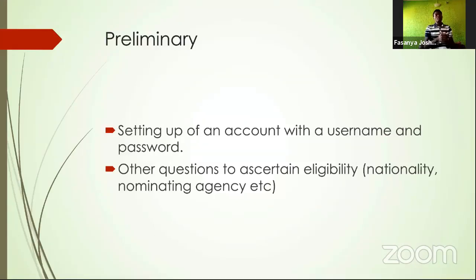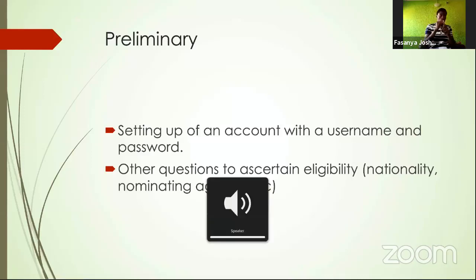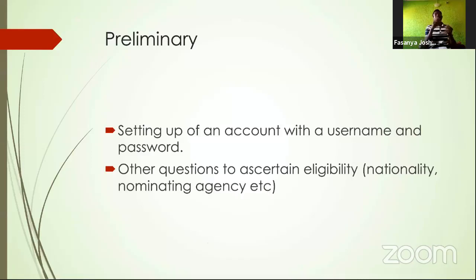Okay, the first part of the Commonwealth application is setting up an account. And here you will be required to have a username and a password. The way the Commonwealth scholarship form is structured is so that you might not be able to finish filling up everything at a sitting, right? So the username and password is more like your access to return to the form subsequently to finish up your application or continue from where you have stopped.